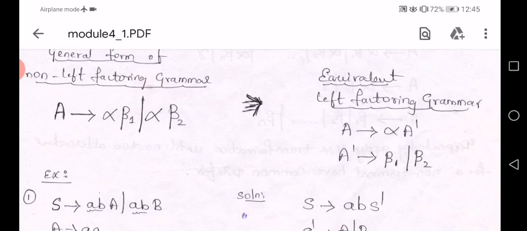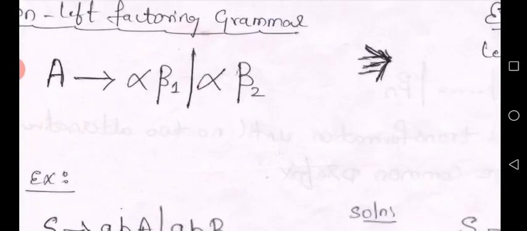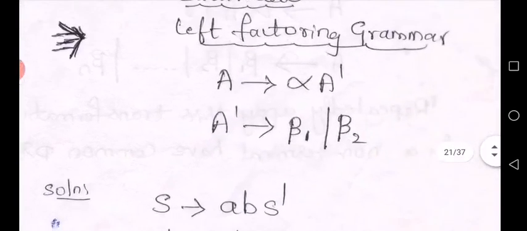Just observe, A derives alpha A dash, exactly. What does A dash stand for? Beta 1 or beta 2, exactly. What are the possible values we can generate from this production? Alpha beta 1 or alpha beta 2, exactly. What are the possible values we can generate from these two productions? Same thing: alpha A dash, sometimes I can substitute it as beta 1 or else beta 2. What will be the final outcome? Alpha beta 1 or alpha beta 2, exactly.